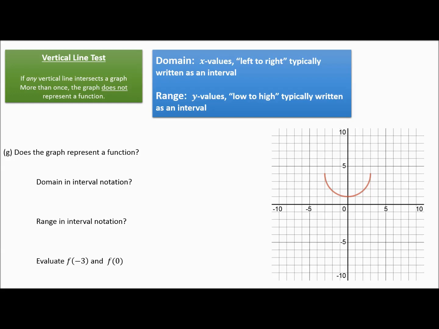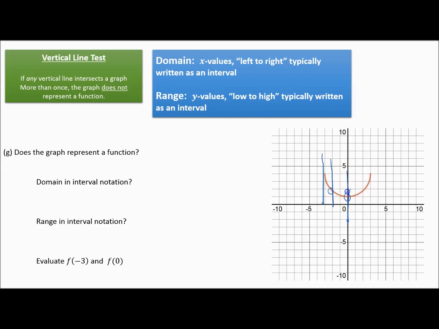Okay, question G. Notice I've got a lot going on this page. We know about the vertical line test, so I shrunk it up a little bit. If any vertical line intersects a graph more than once, it is not a function. Let's go ahead and address that. Does this pass the vertical line test? If I draw a vertical line here, am I okay? Well, I missed it altogether, didn't I? If I draw it here, it only intersects once.